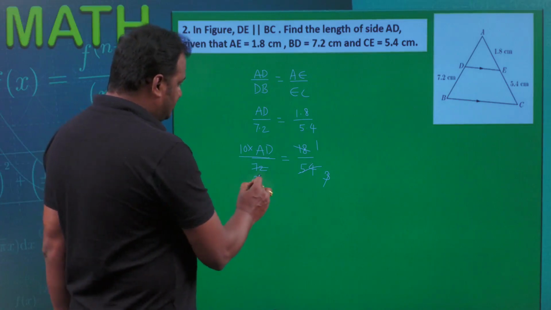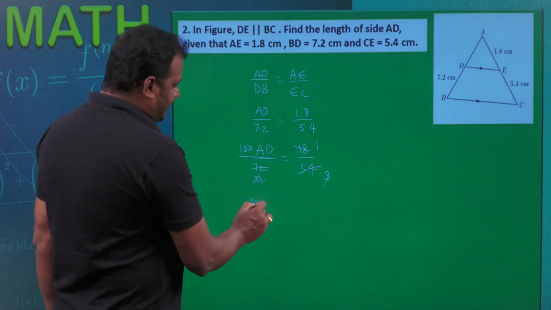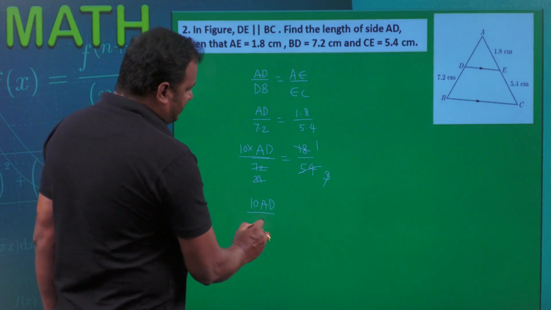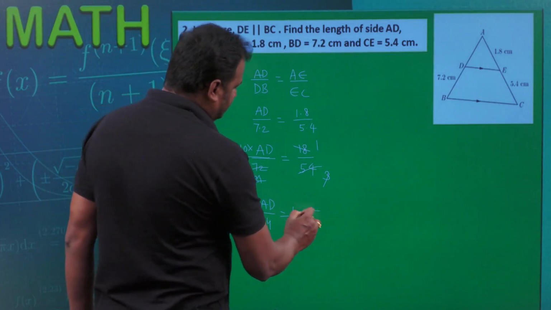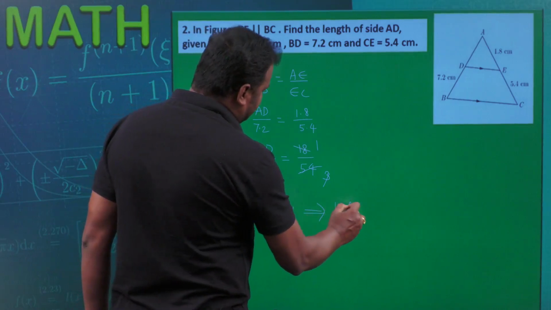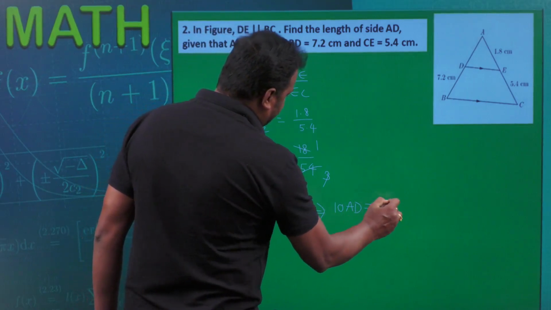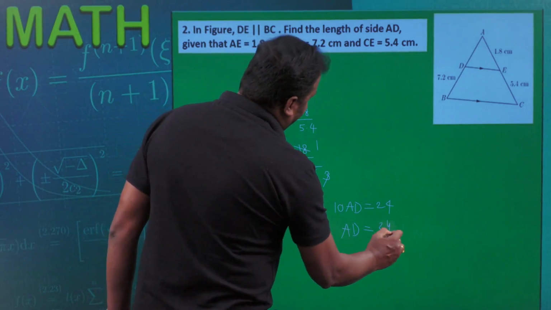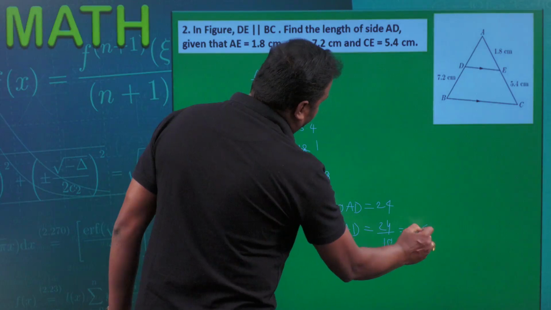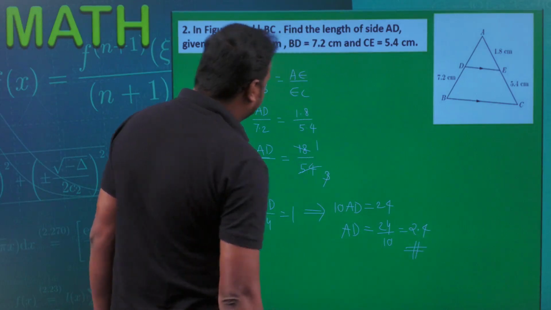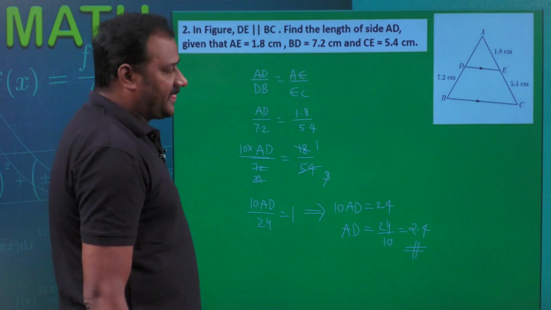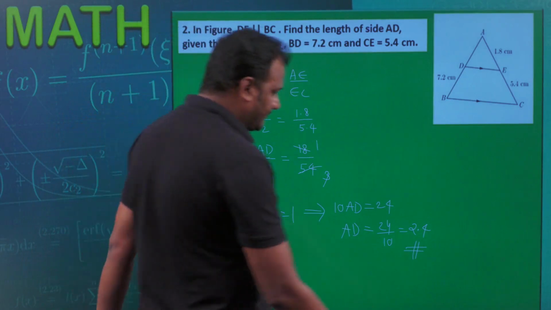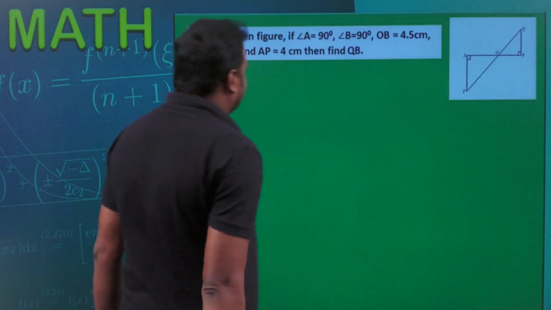Okay, so now this is 10 AD by 24 is equal to 1. So then 10 AD is equal to 24. Therefore AD is equal to how much? 24 divided by 10, which is 2.4. So therefore AD is going to be 2.4. So that way we can answer that easily.